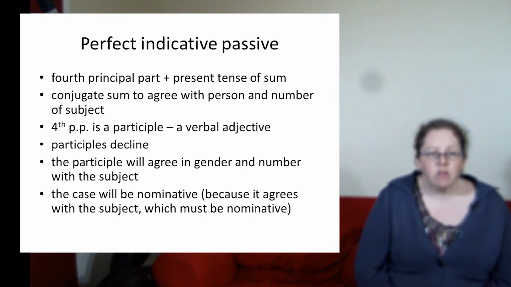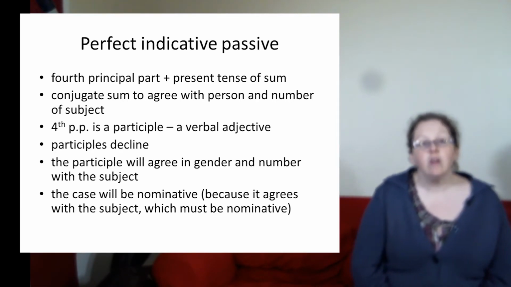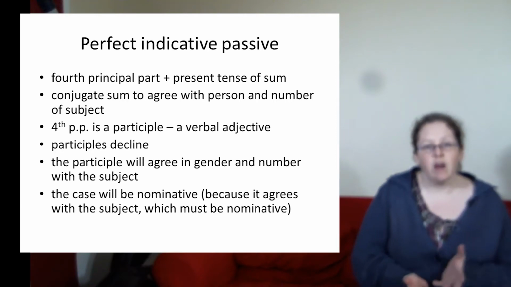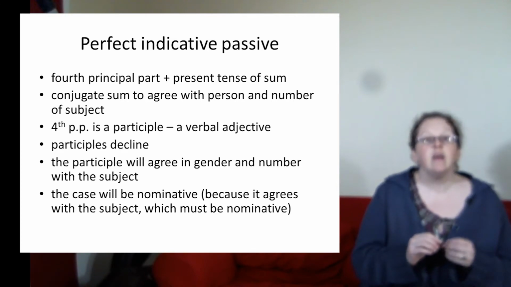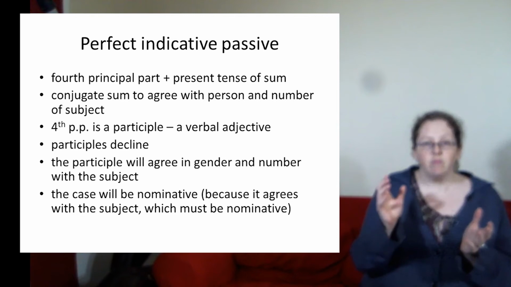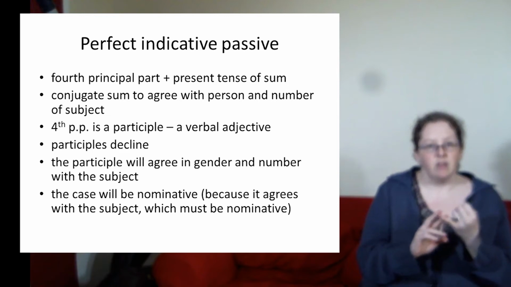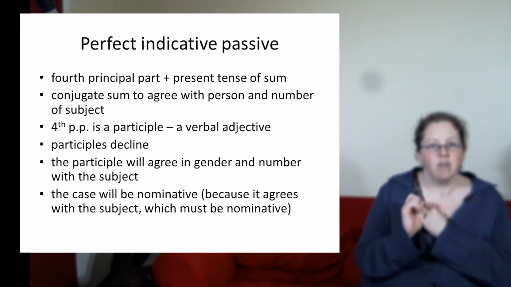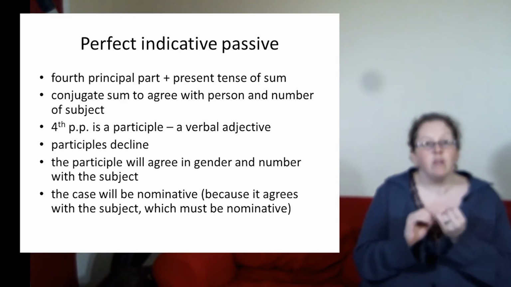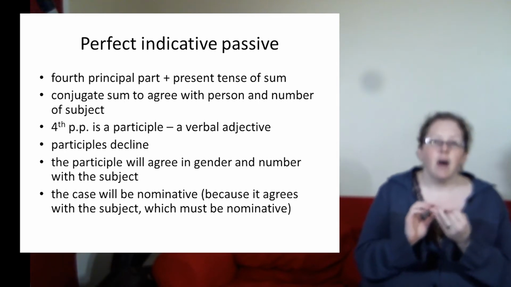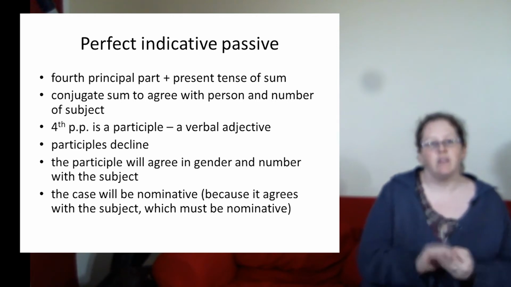The fourth principal part declines as though it was a regular first, second declension adjective. So, for instance, the fourth principal part of amo, I love, is amatus, A-M-A-T-U-S. It declines like bonus. So it's amatus, amata, amatum. That's the masculine nominative singular, the feminine nominative singular, and the neuter nominative singular. Amatus, amata, amatum. And it is also plural. So in the plural, it would be amati, and it would end in an I. Amatae, A-M-A-T-A-E, or amata. That's the masculine, the feminine, and the neuter.